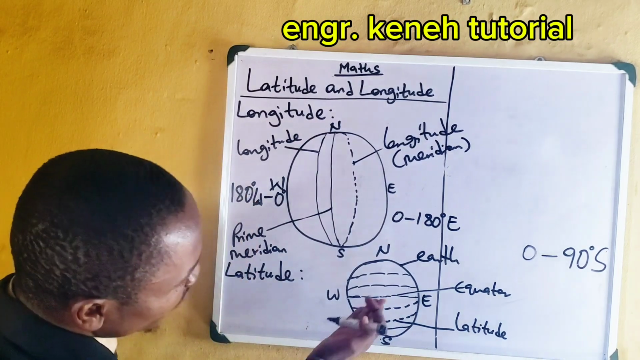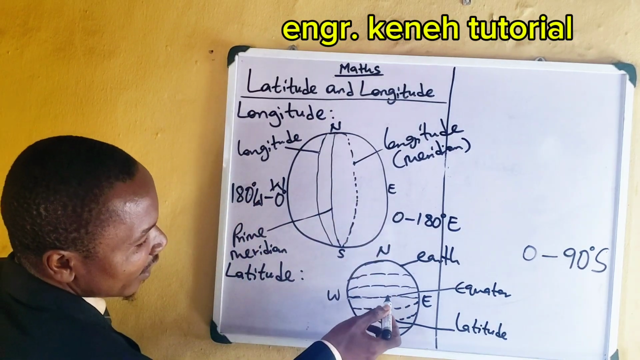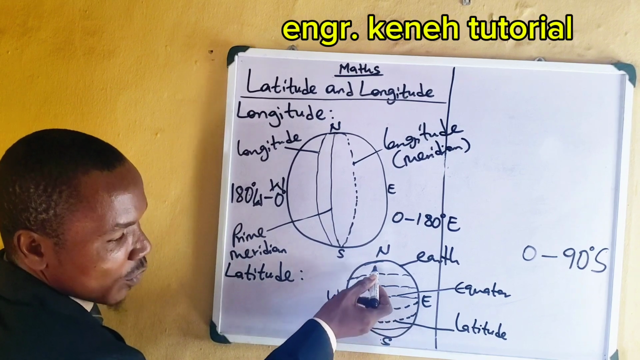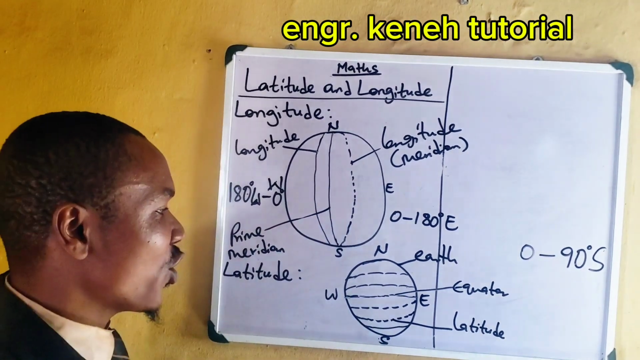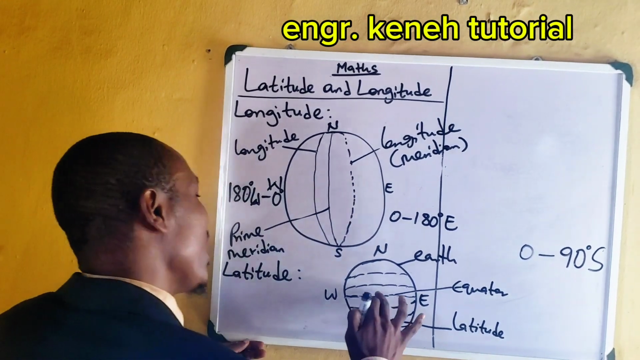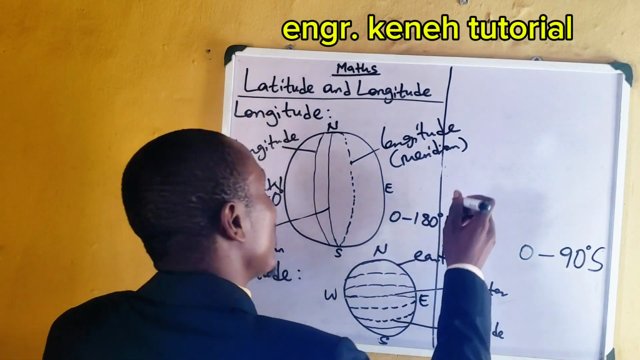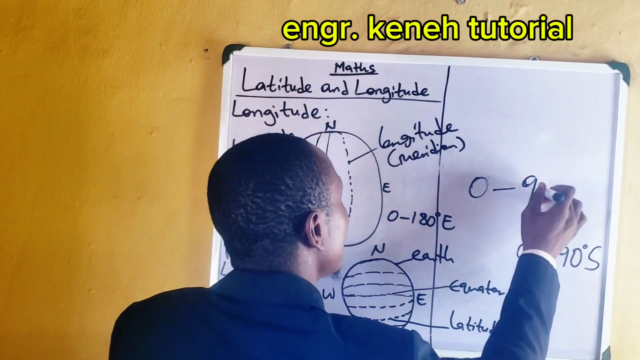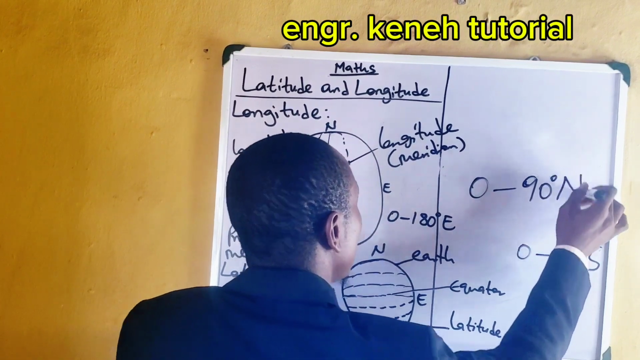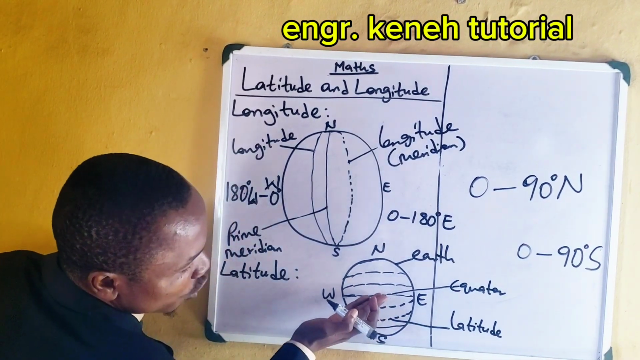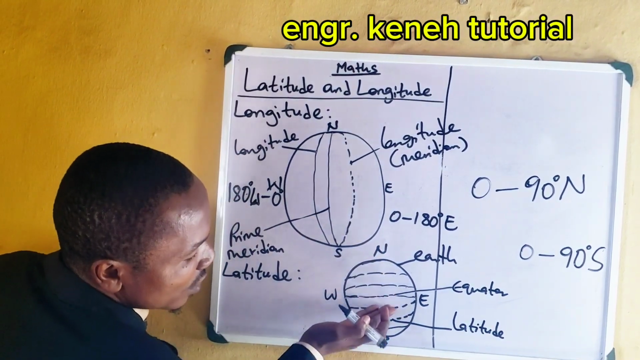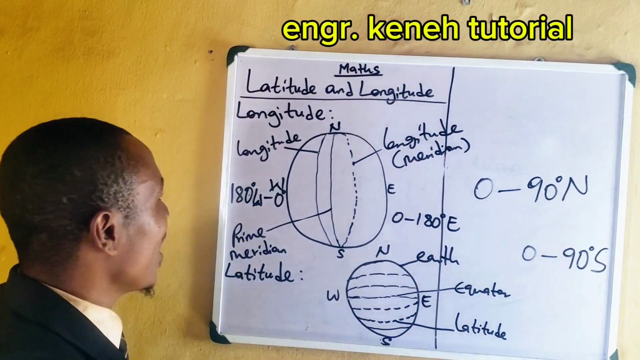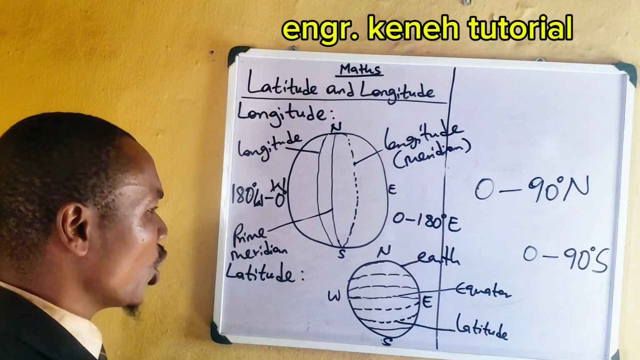Likewise, if you are going up, here is 0. Here should be 1, 2, 3, 4. You are moving up until you get to the maximum, which is also 90. That means from here, you'll be going towards this. You are going to have 0 to what? 0 to 90 degrees north. Can you see? So from here, 0 to 90 degrees north. From here, 0 to 90 degrees south. So that is how this thing can be done.